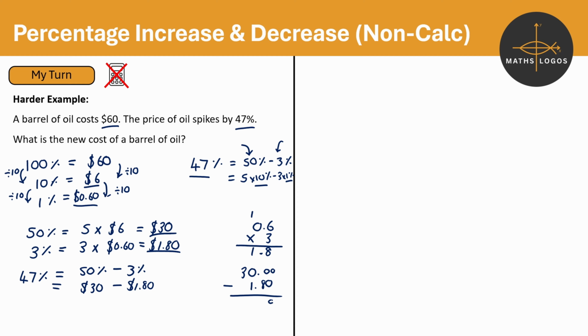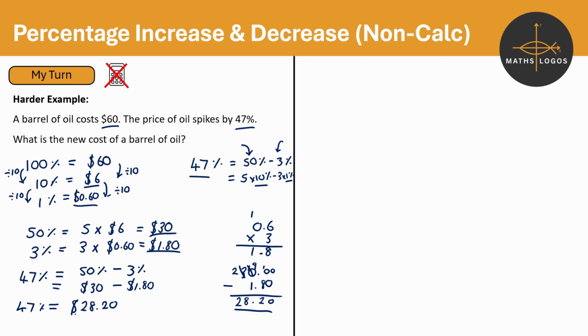And 0 subtract 0 is 0. 0 subtract 8 we can't do, and we would normally exchange from the units, but we don't have any, so we need to exchange from the tens column. And then we need to do a double exchange like this. 10 subtract 8 is 2. 9 subtract 1 is 8. And 0 subtract 2 is 2. That gives us $28.20. So 47% is equal to $28.20.